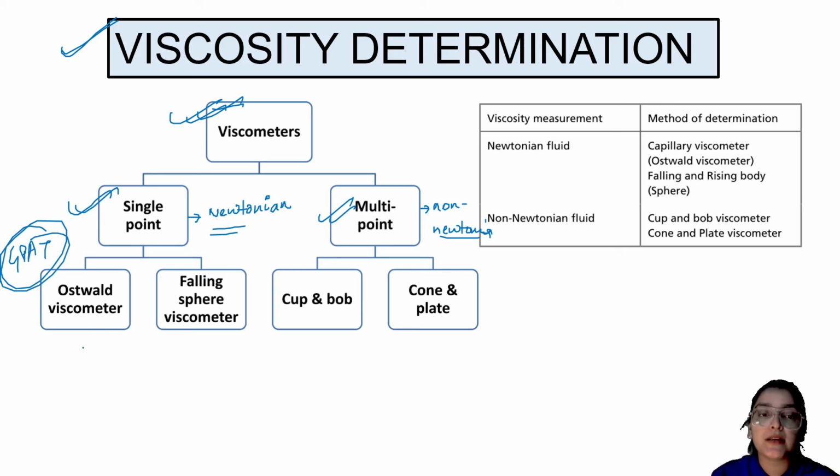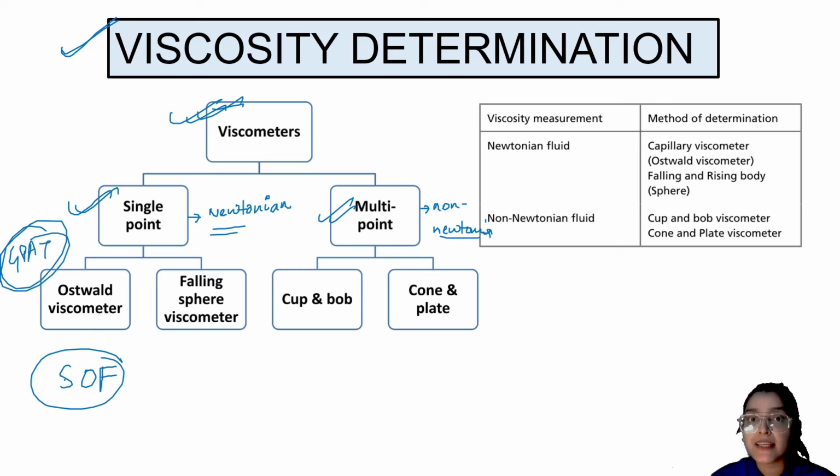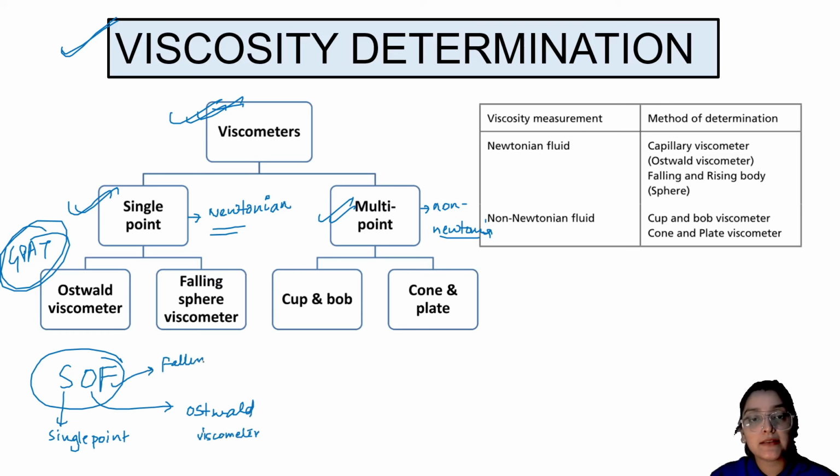For the single point, we can write a trick, that is SOF. You know the fennel seeds, right? So, the fennel seeds in Hindi are known as saunf, so you can remember that as SOF. In SOF, S is the single point. Okay, O is the Ostwald viscometer. This F is the falling sphere viscometer, very important.